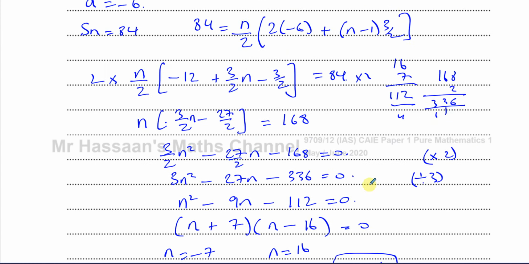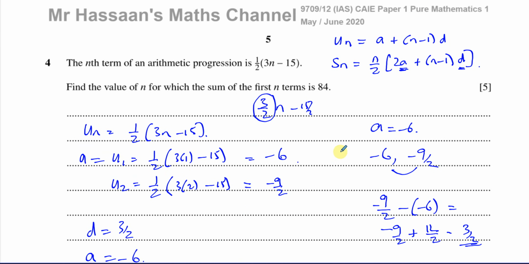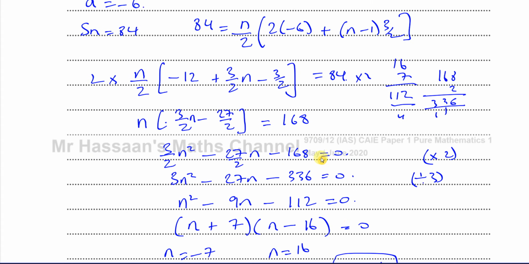So the 16th term is the term such that the sum of those first n terms is 84. And there's the answer to question number 4. I hope that was clear.